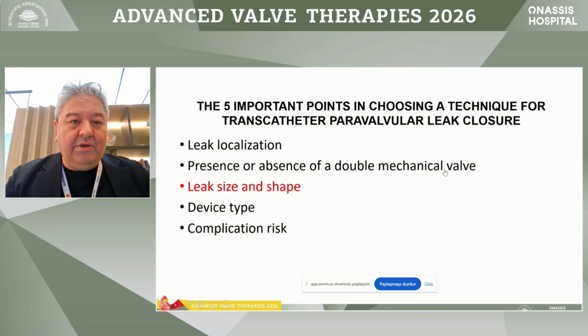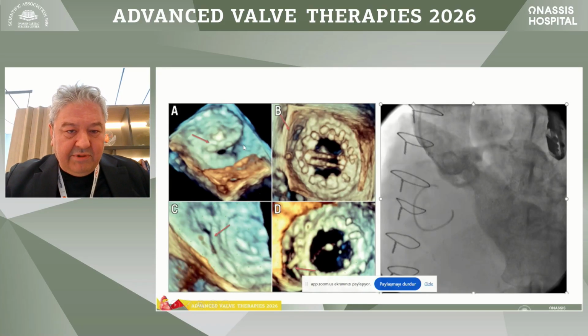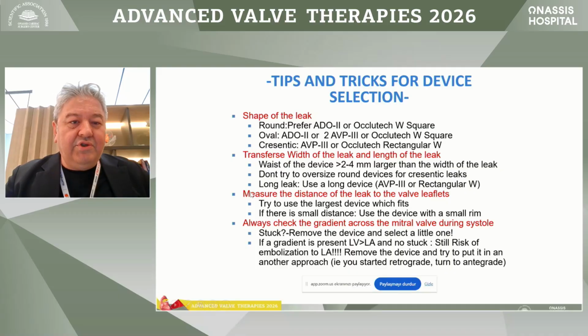The third important point in choosing a technique for transcatheter paravalvular leak closure is leak size and shape. As you see here, some leaks can be round, some can be crescentic, and some can be slit-like leaks. The shape of the leak is very important. If the leak is round, we can prefer ADO2 or Occlutech double square devices. If it is oval, ADO2 or AVP3 or Occlutech W square device we can use.